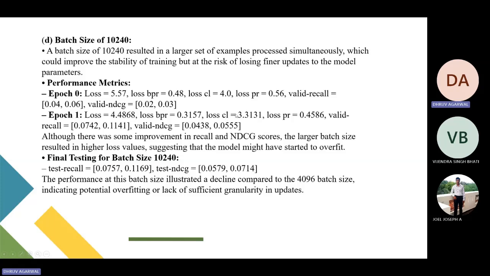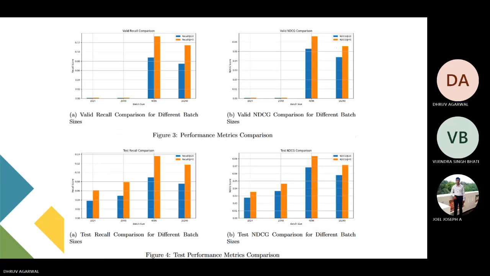As we can see, the performance for this batch size illustrates a decline compared to the 4096 batch size, indicating potential overfitting or lack of sufficient granularity in updates. As we can see in the graphs, we have the highest score for the 4096 case. We have the highest recall score there, and the lowest for the 1024 and 2048 batch sizes. Similarly, we can see the same case in the NDCG comparison. So our optimal batch size comes out to be 4096.